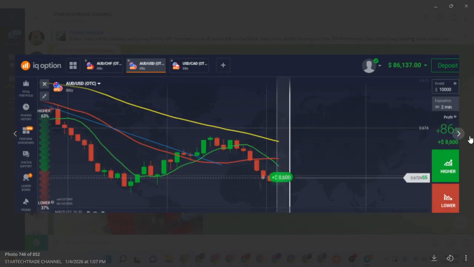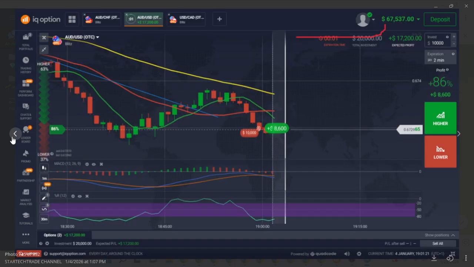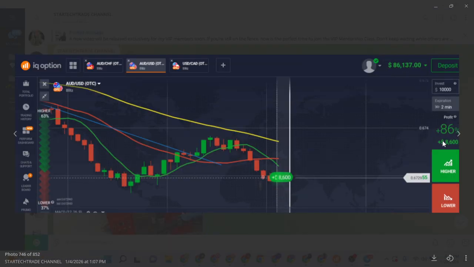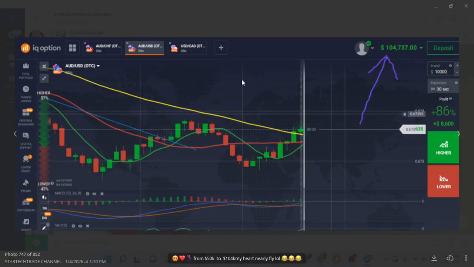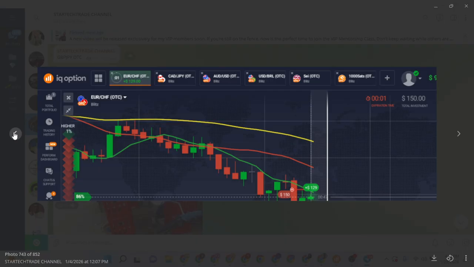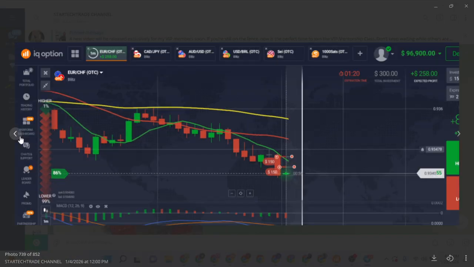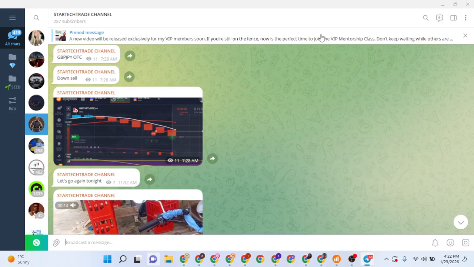You can see an account of $104,000. Are you guys seeing what's going on right there? Took a trade of $20,000, still expecting $70,200, and now the account is around $104,000. I don't know if you guys are seeing. I'm tired of showing you guys the profit. It's too much. It's too massive.